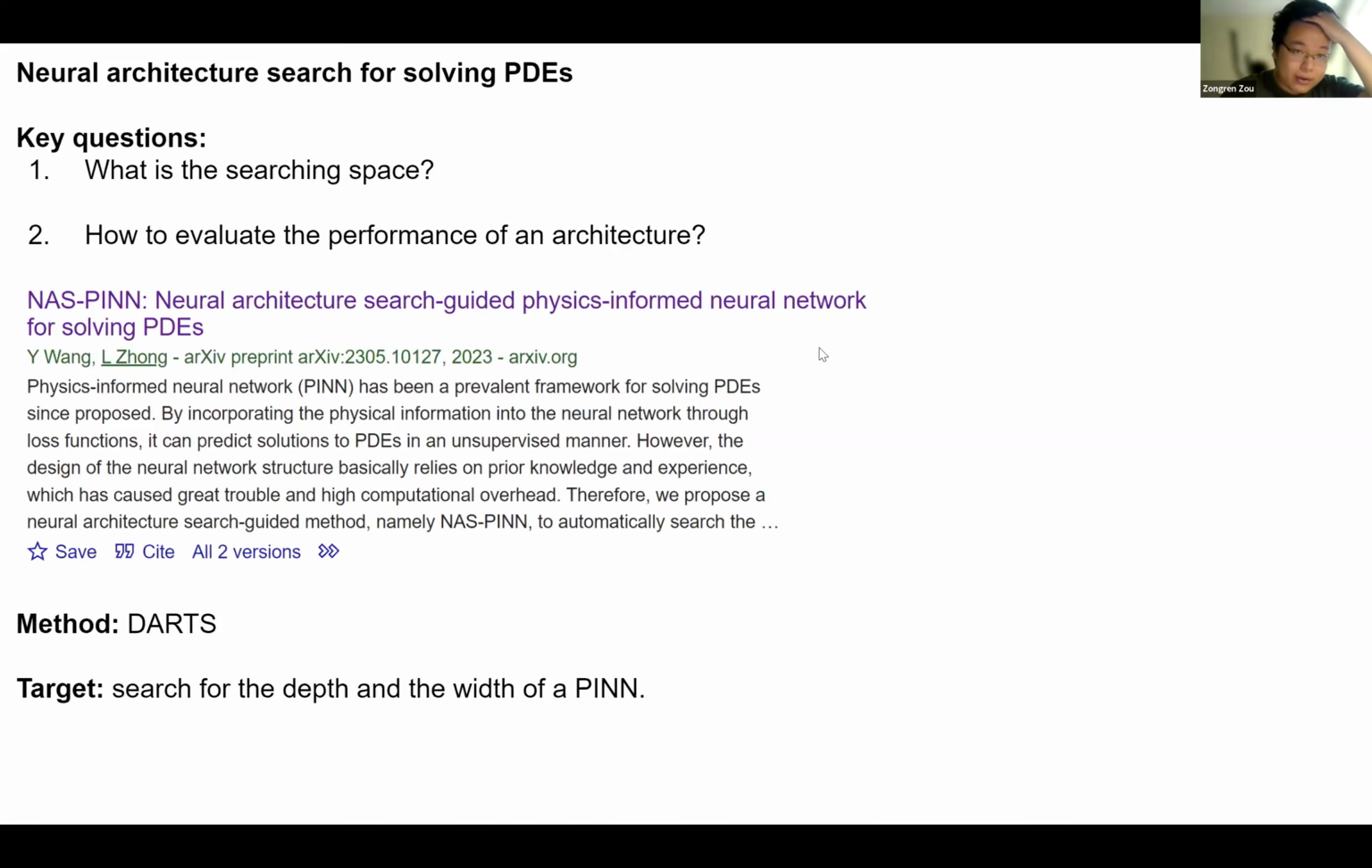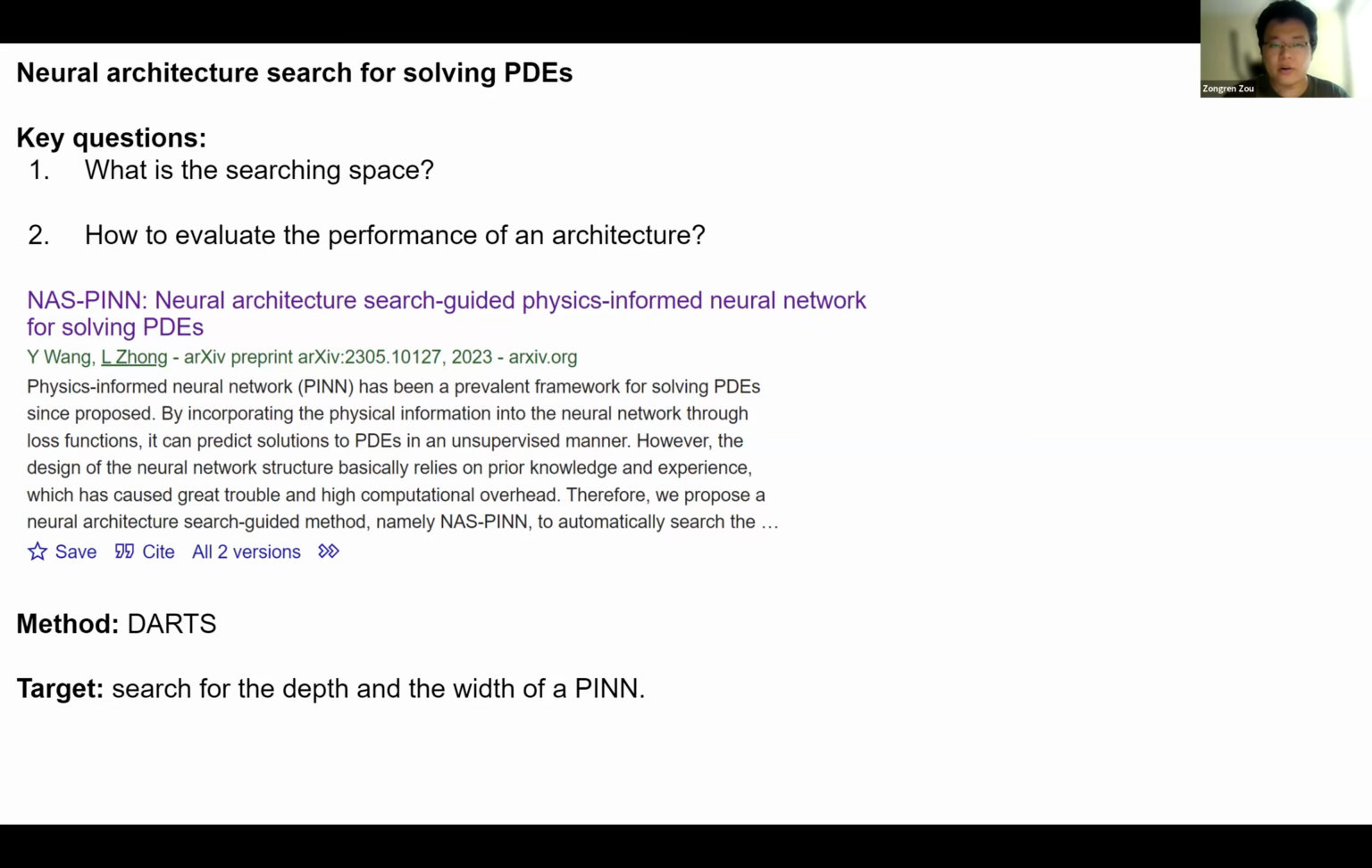And now let's move to neural architecture search for solving PDEs, neural networks for PINNs. I think there are two key questions from the NAS community. One is, what is the searching space? In the previous three papers I showed, the searching spaces are actually different. For the first one, the searching space is about the hyperparameters for the convolution operation, such as the number of filters, the height and the width of the filter, and also the height and the width of the stride.